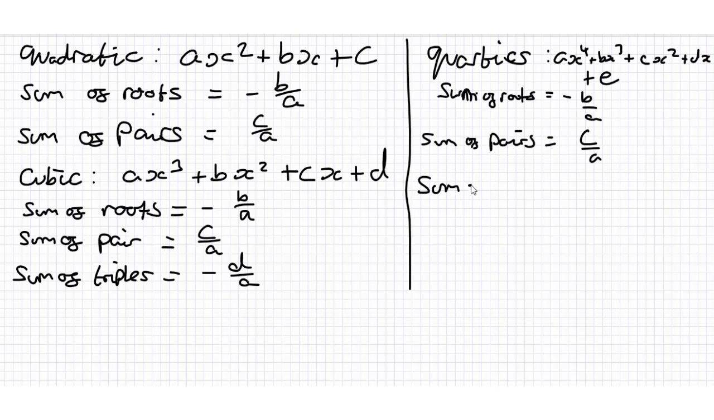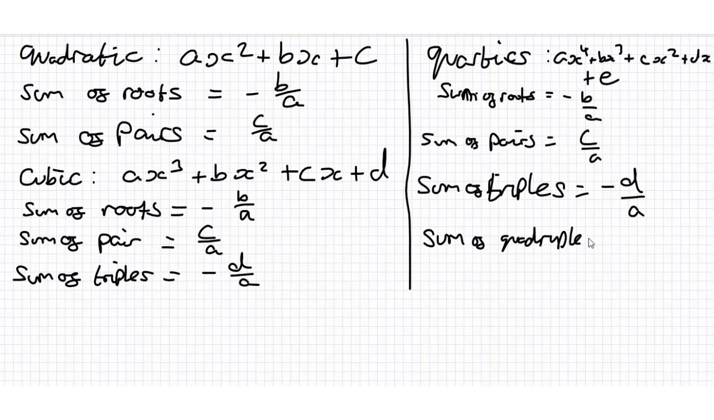Sum of triples, and here we have more than one triple because we have four roots. Sum of triples is equal to minus d over a, and the sum of quadruples is equal to e over a.